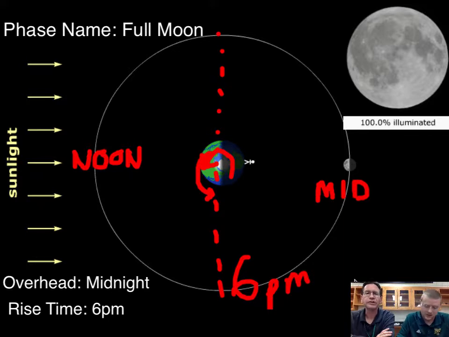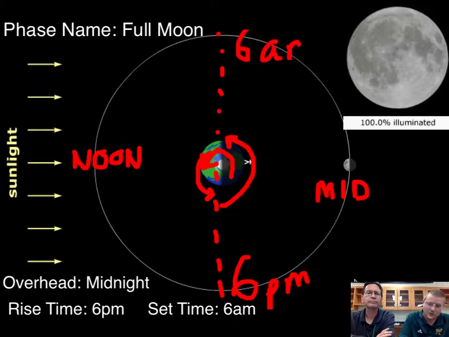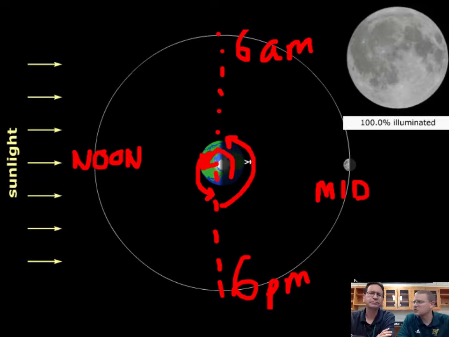When's it going to set? 6 a.m. All the way here. So when we spin away from the moon at 6 a.m., the full moon sets. So that was an easy one. Yeah, let's do another. Let's try a more difficult version.